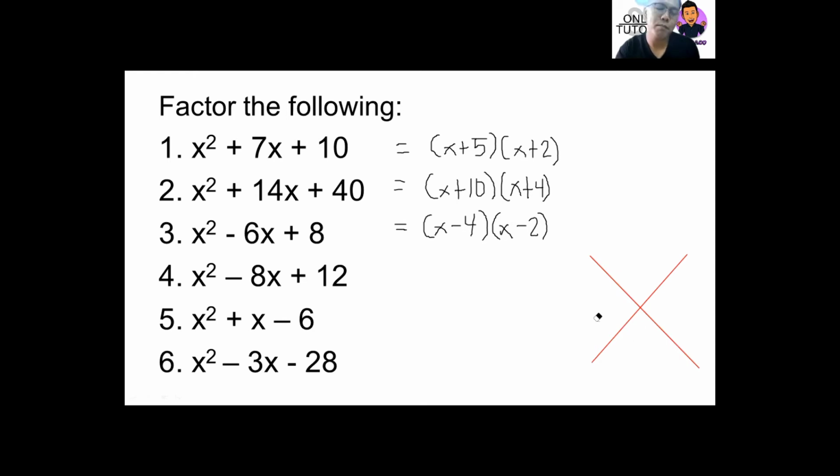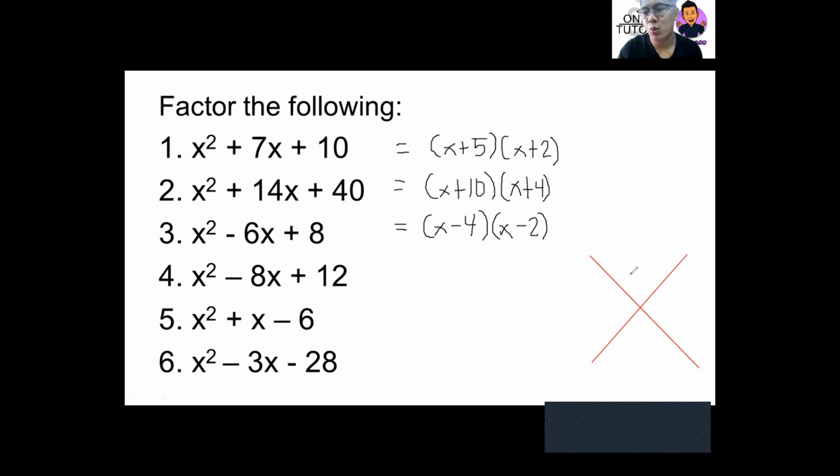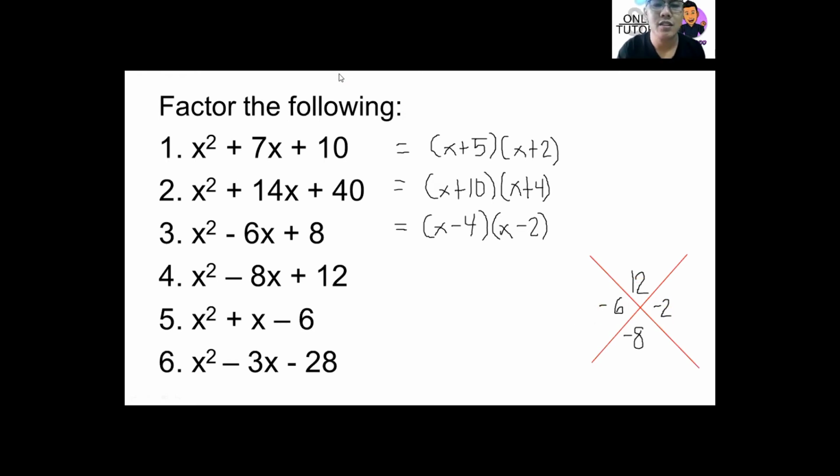So next is number 4. Also, in number 4, the last term is positive, and the middle term is negative. So put 12 here, then put negative 8 here. Think of two numbers whose product is 12 and whose sum is negative 8. What could it be? That is negative 6 and negative 2.